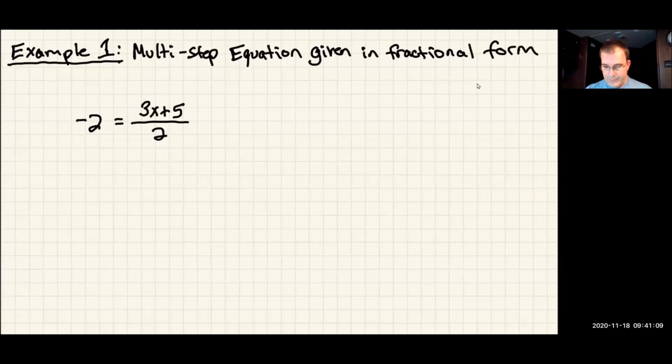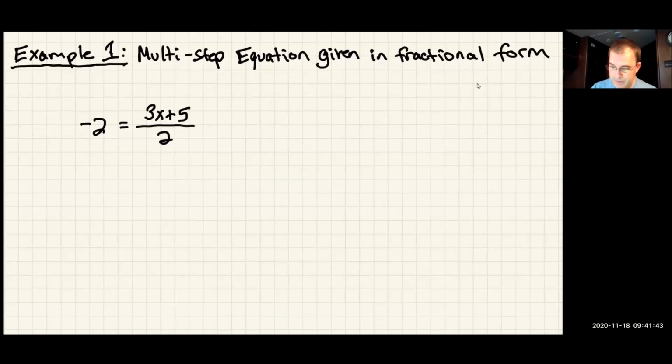Hello, everyone. Today we are going to look at a few examples in which we have multi-step equations in fractional form, as well as multi-step equations that have fractions in them. In both situations, we're just going to be removing the fractions from the equation to make it much easier to solve. So let's begin with example 1.